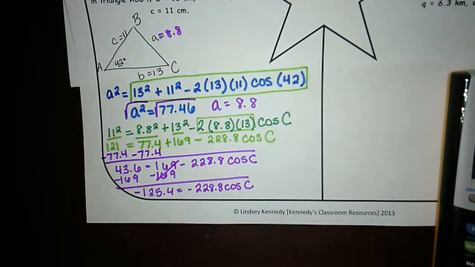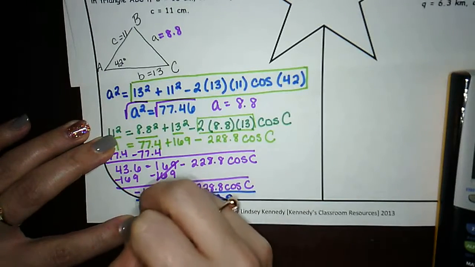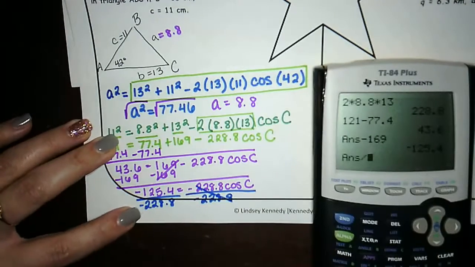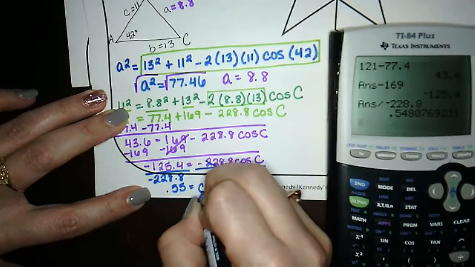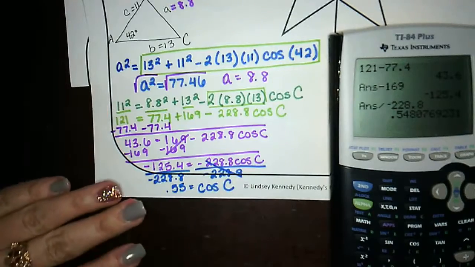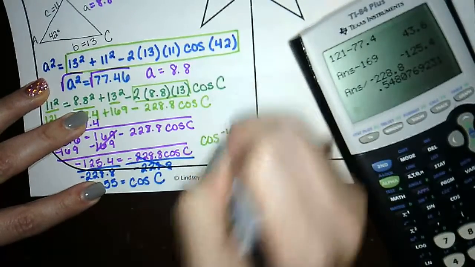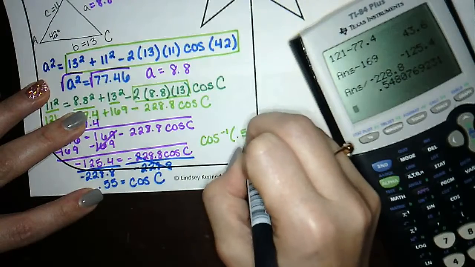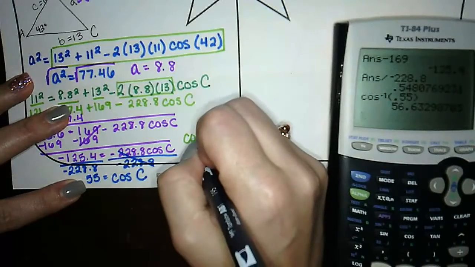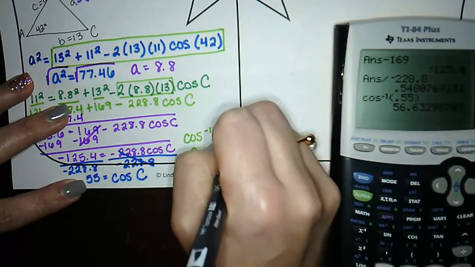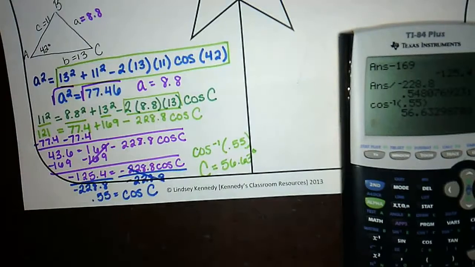And now, still working, we're trying to get cosine C by itself, so we're going to divide by this negative 228.8. So divide by negative 228.8, and you get 0.55 equals cosine C. And this goes back to geometry. We're going to do the inverse cosine. So in the calculator, you're going to put cosine with the negative 1 over it, 0.55. And you get 56.63. So big C is 56.63 degrees. Then finding big B is easy because now you know two angles out of 180 and subtract.